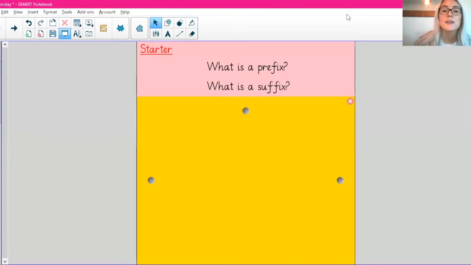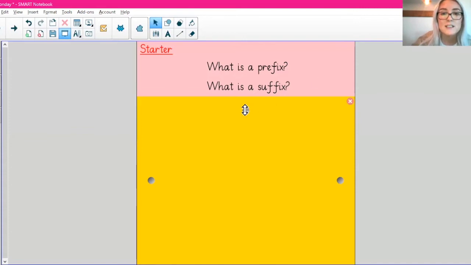Today we're going to be doing a read lesson, but first we're going to do our starter, which is looking at prefixes and suffixes. Let's have a recap about what a prefix and a suffix is before we start. A prefix is a group of letters that go before the root word, whereas a suffix is a group of letters that go after the root word. These change the meaning of the root word.